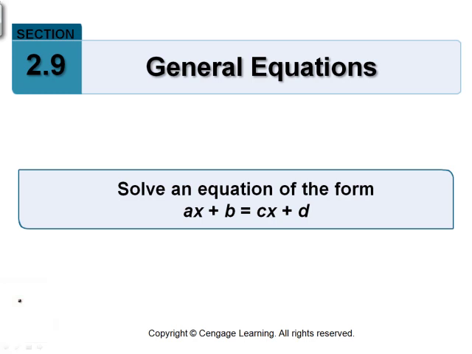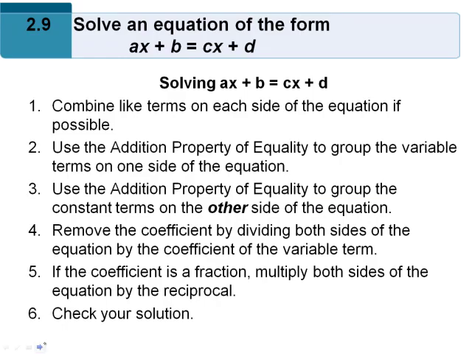Okay, today we're looking at general equations, specifically equations in the form ax plus b equals cx plus d. Now, with all those letters, it looks crazy. X is going to be your only variable, so a, b, c, and d are going to be numbers. This slide has all the directions for the entire section. So it's really only one thing today, just this one type of equation.